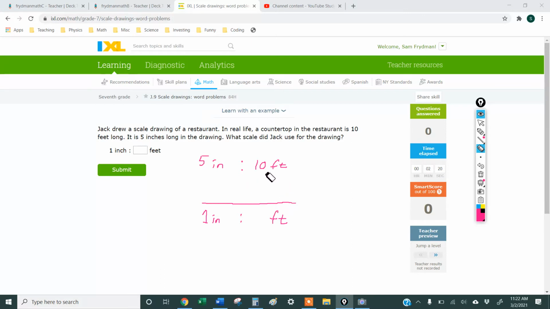Okay, so basically they're asking us, well, if 5 inches in the drawing corresponds to 10 feet in real life, then 1 inch on the drawing would correspond to how many feet in real life?